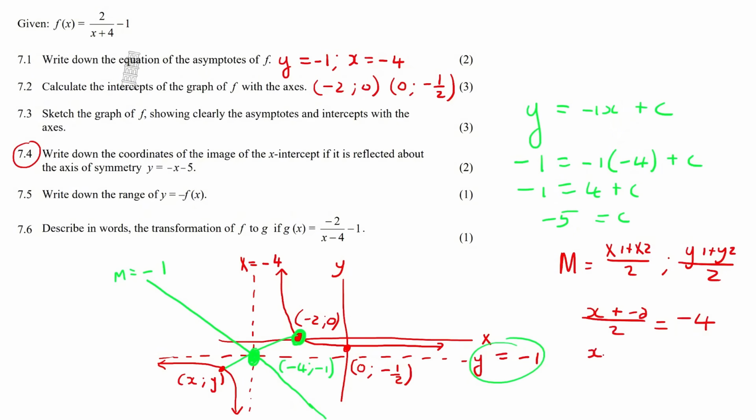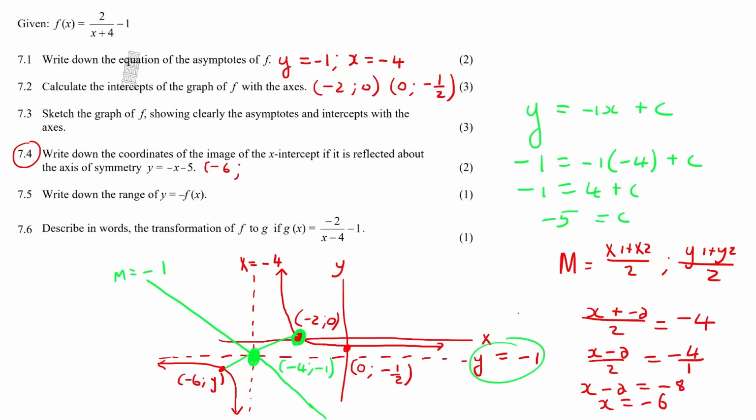And so you're going to end up getting x minus 2 over 2 equals minus 4. You can think of it as minus 4 over 1. You can then cross multiply. So you're going to end up getting x minus 2 equals minus 8. And so x would end up being minus 6. So this x value is going to be minus 6.